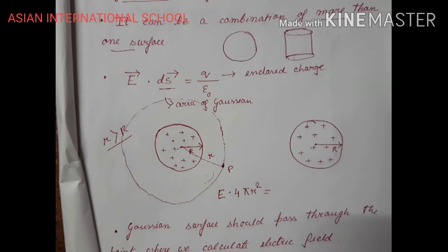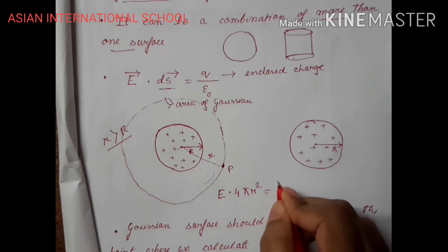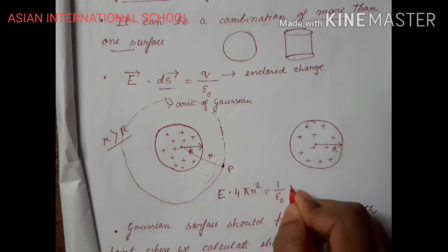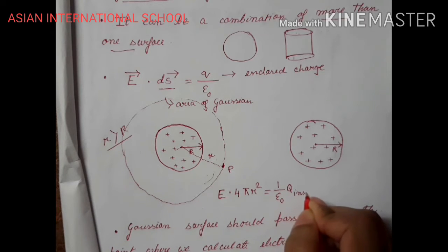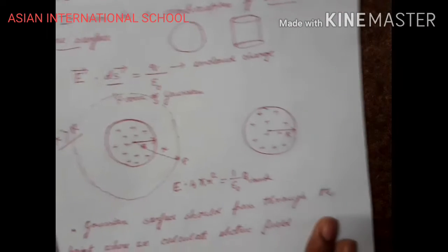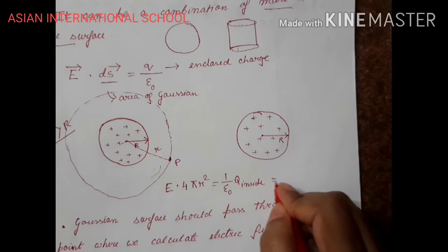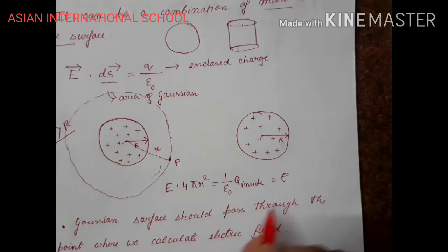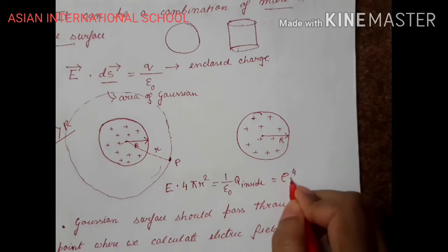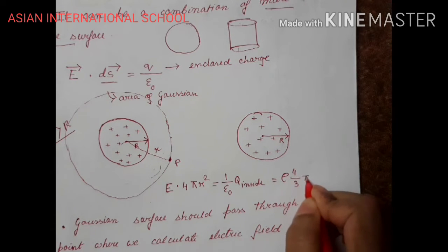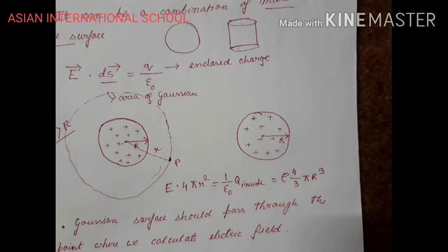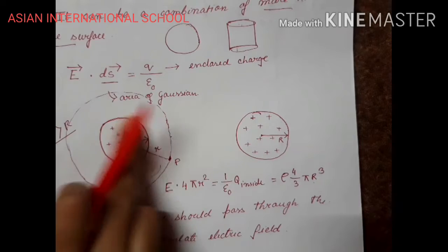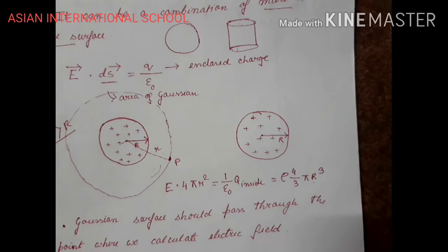So my net charge, if I write 1 by epsilon naught q inside. So what is my inside charge? My inside charge is, if I consider rho, the volume charge density for the sphere, 4/3 pi capital R cube. Capital R cube. Why? Because only this much portion contains the charge.